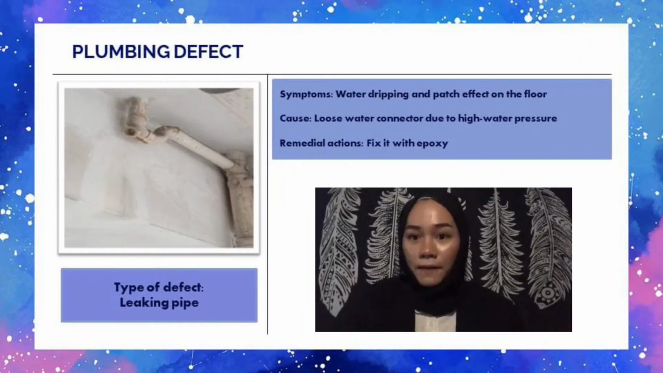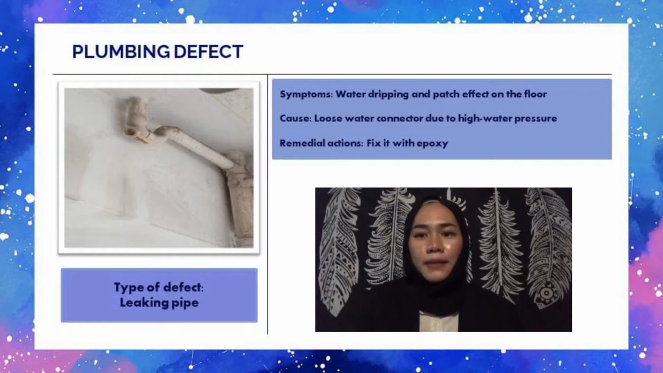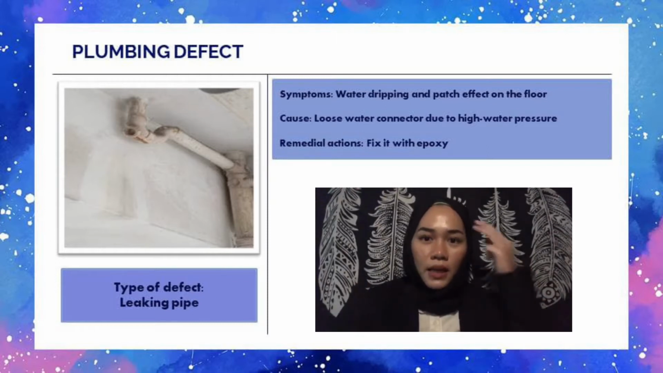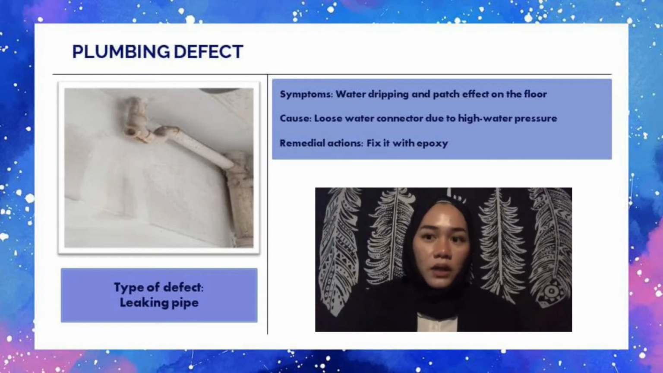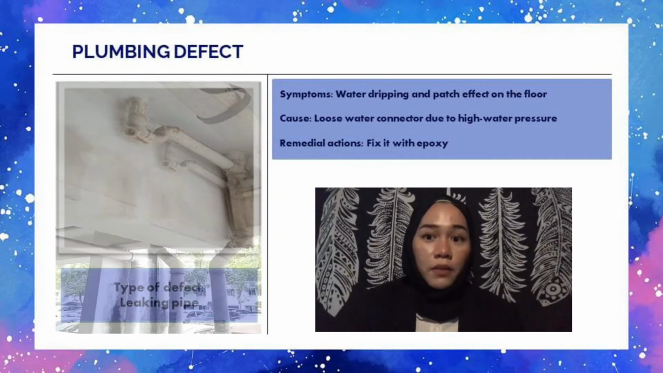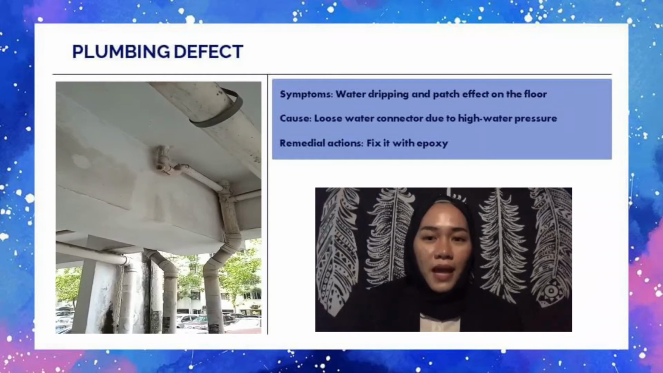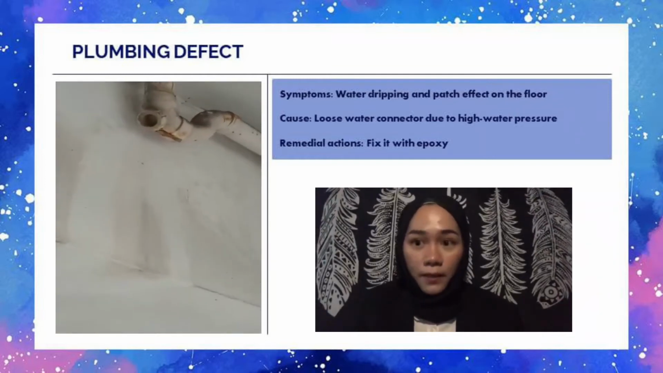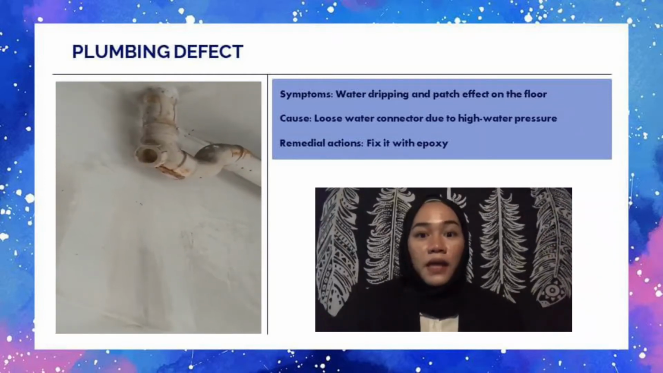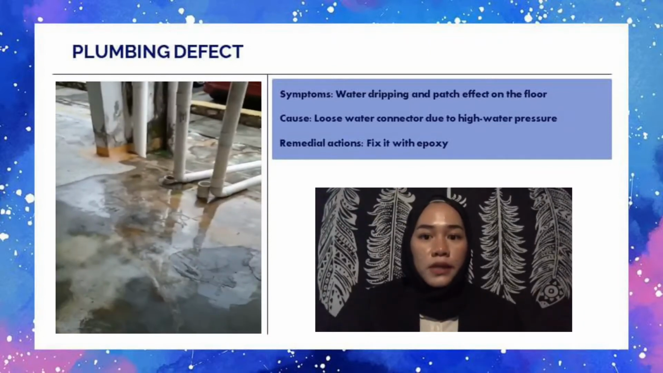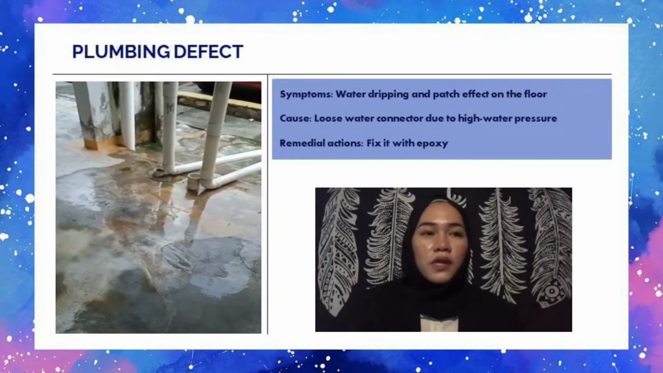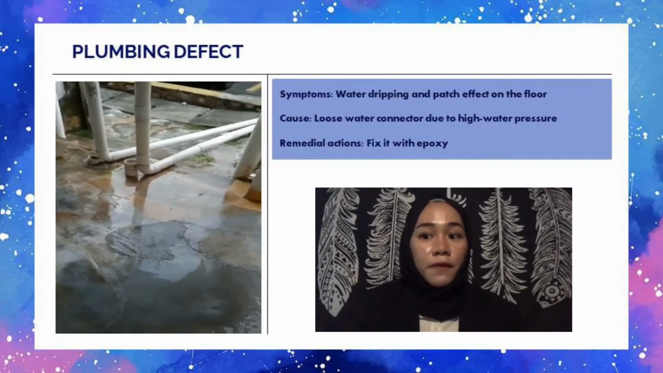Here is a plumbing defect, which shows the broken plumbing that caused the leaking. It is located at the ground floor of the block. The symptoms identified on the defect are water dripping from the leakage and a patch effect on the cement floor. The cause of the defect is that the pipe got loose because of the high water pressure pushing the water connector, resulting in water dripping from the leakage.